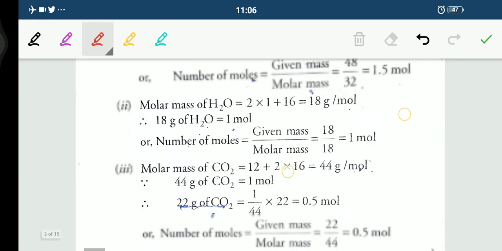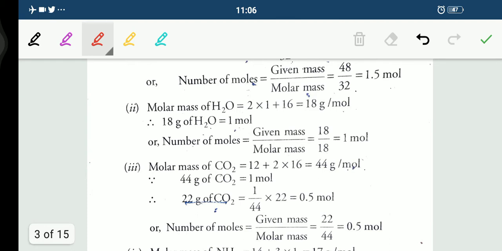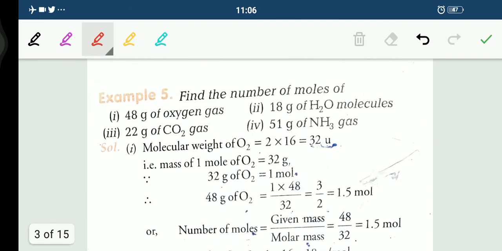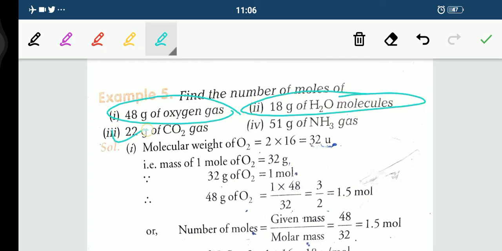So this is the way you should find out the number of moles by the unitary method and by the direct method, that is your formula method. I hope these two things are clear. Now you can easily solve the third and fourth part.